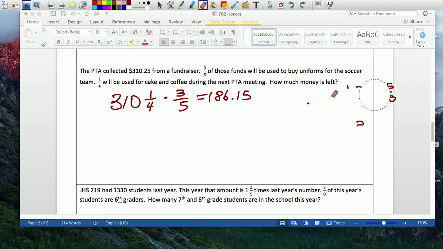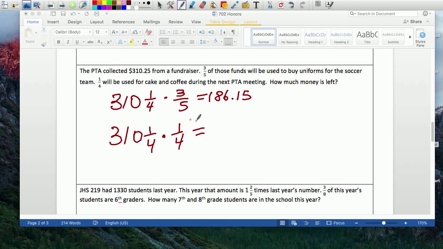Okay. And then what? 1/4 will be used. So 1/4 of the money will be used for coffee and cake. So we've got to figure that out. So I know what 3/5 of it is. So I've got to figure out what 1/4 of 310 is. And again, we've got to go through that whole process.